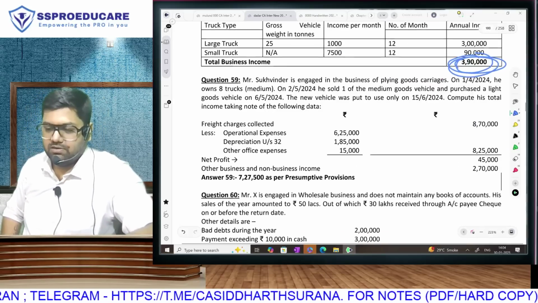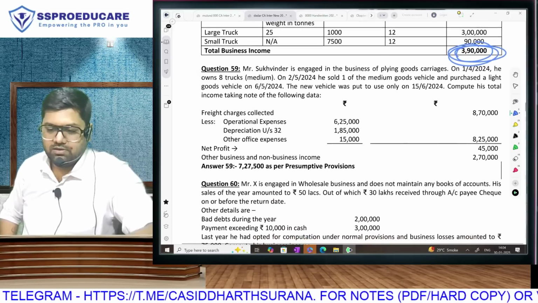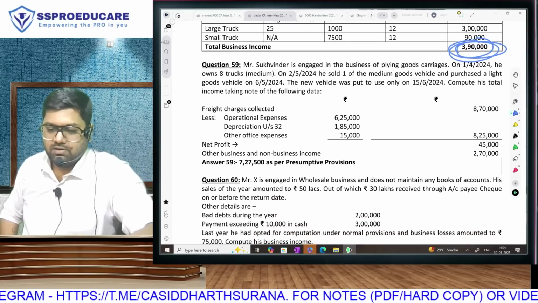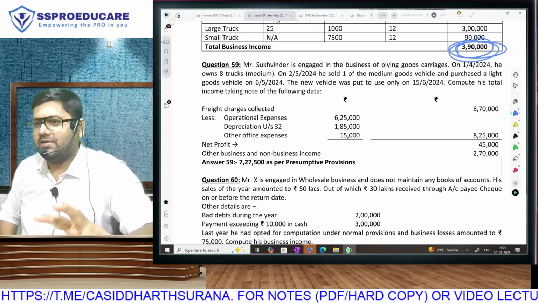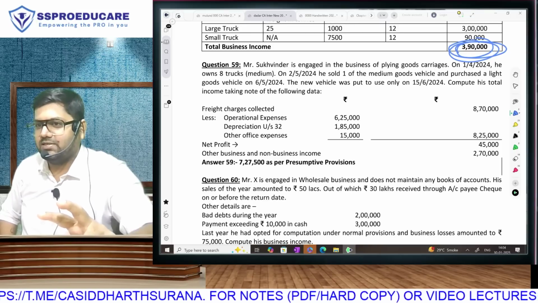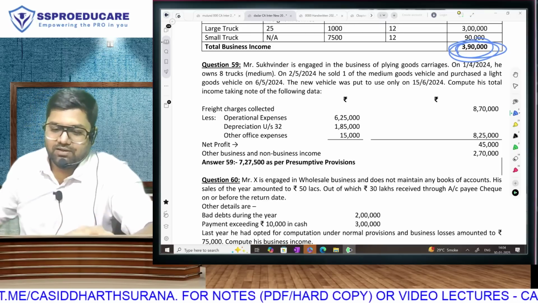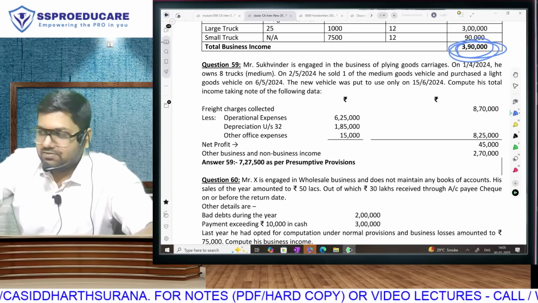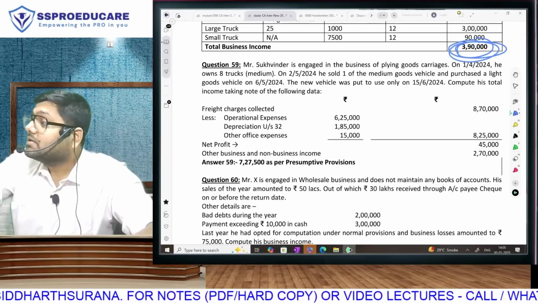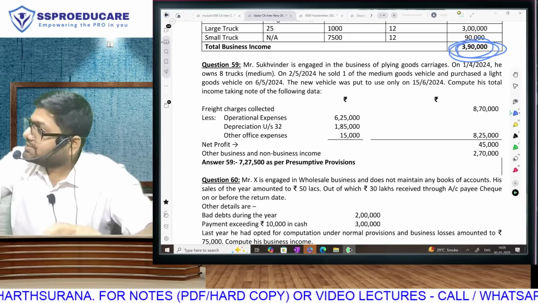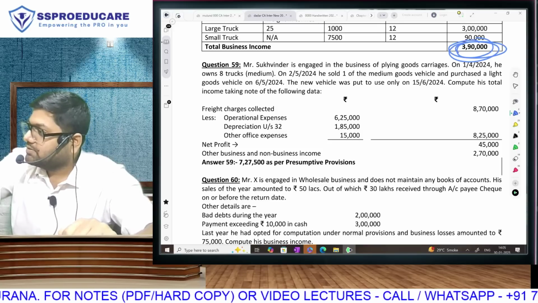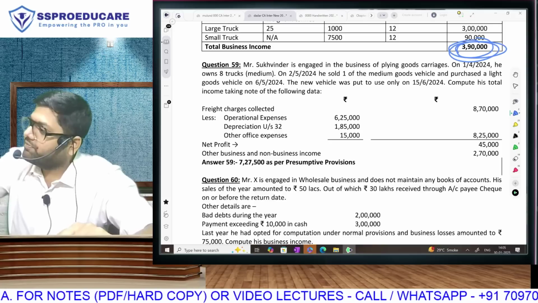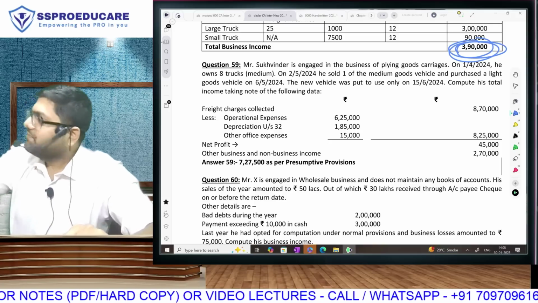Mr. Sukhvinder is engaged in the business of plying goods. ICAI is getting racist here. Bro, goods carriages, meaning they are assuming that it has to be Balvinder, Sukhvinder, Sodhi, etc. Racism. Okay. Whatever. They are typecasting that a particular community is only doing transport business. Any kind of discrimination on anything is called racism. We'll keep a lecture on that.